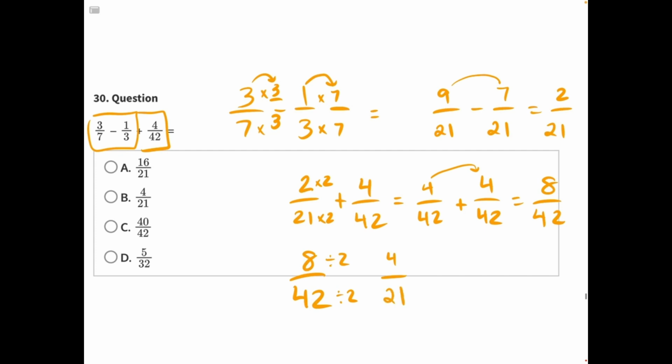4 cannot go into 21. There are no more common factors. The only factors of 4 at this point are 1, 4, and 2. And none of these three numbers can go into 21. So that is in its simplest form, making B our correct answer.